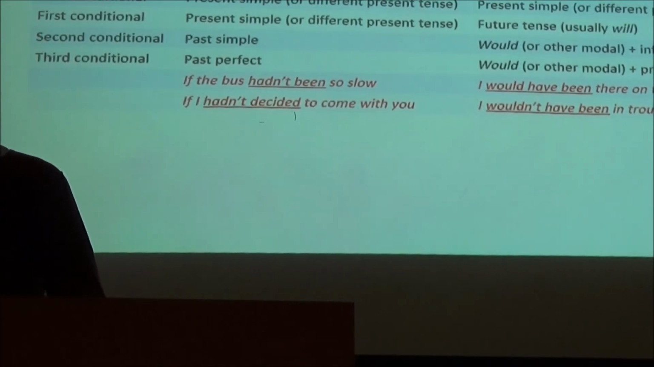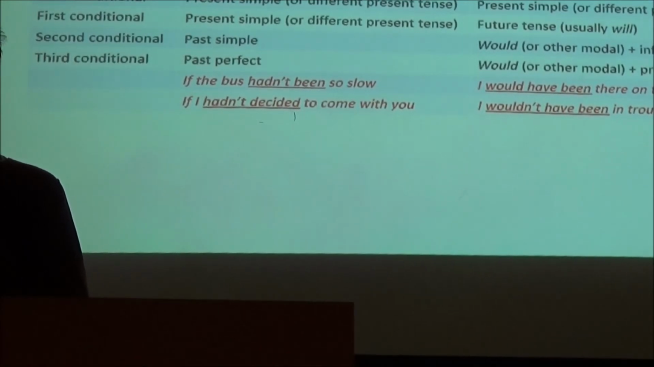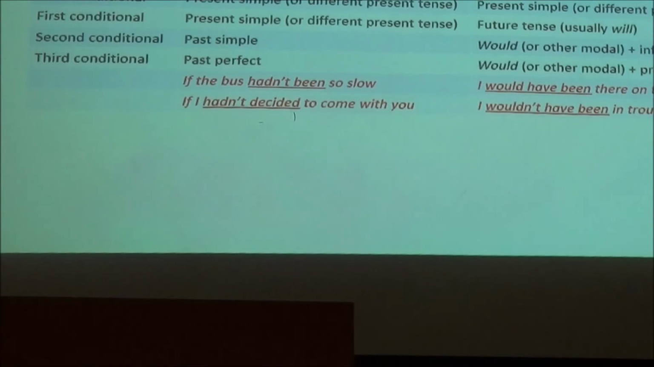The third conditional describes a past situation. You came late and you wish now that it had been different, but you can't change the past. Unfortunately. You were in trouble in the past and you wish now it had been different, but you can't change it anymore. That's the third conditional, an unchangeable situation because that already happened in the past.